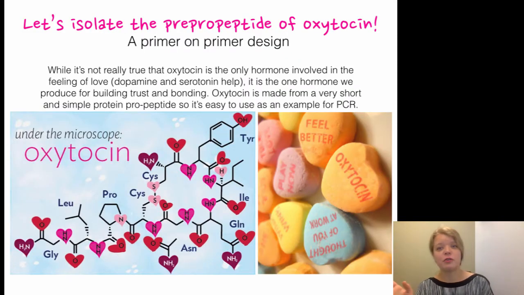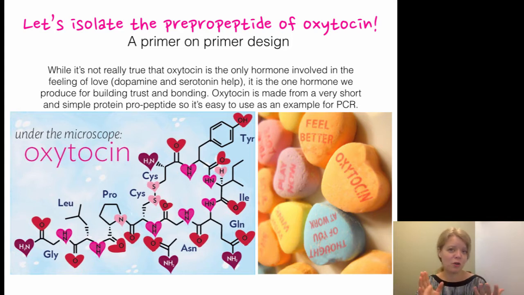What I would like to talk about today is how we can design a primer in order to amplify a particular gene. In this case, we're going to talk about oxytocin because, well, it's short and it fits nicely onto a slide. So oxytocin, just briefly, it's frequently talked about as the hormone for love, trust, lactation, and all kinds of other wonderful things.